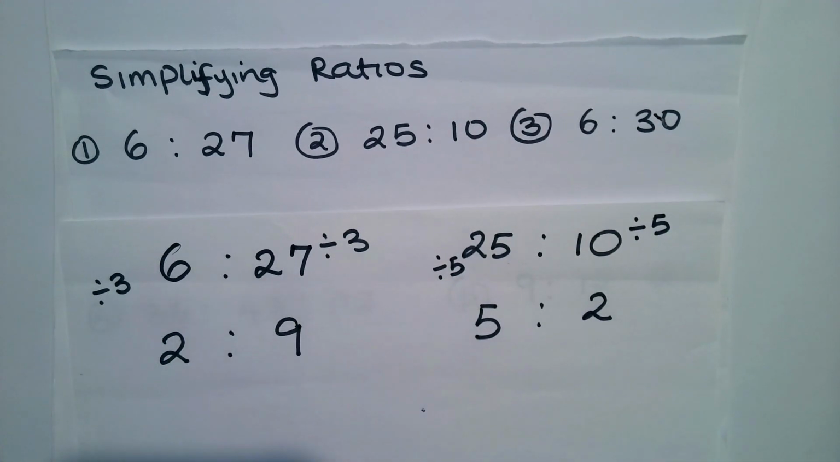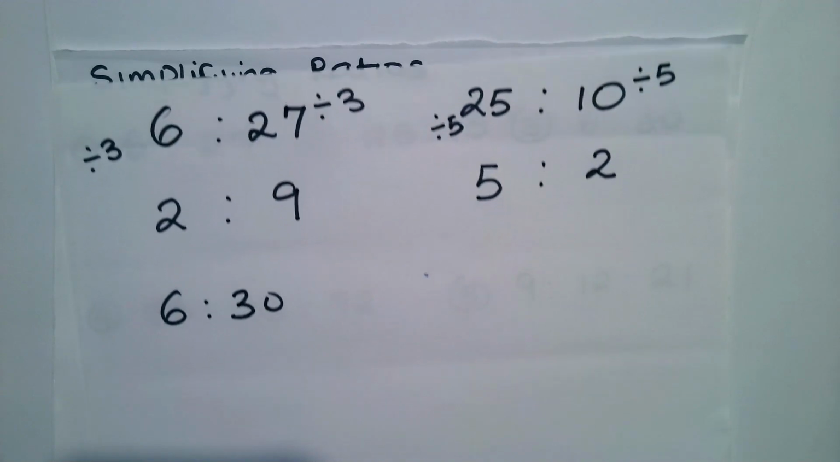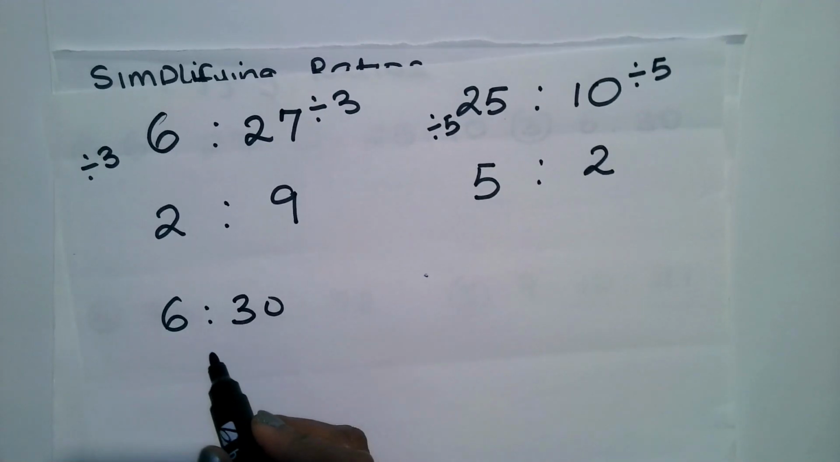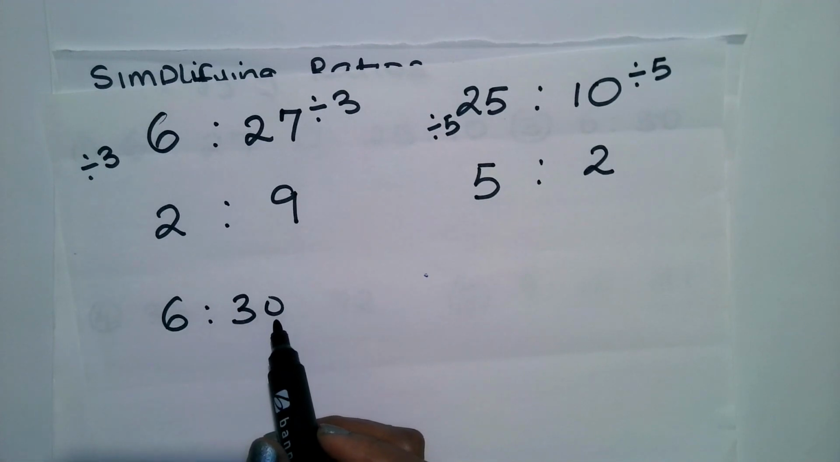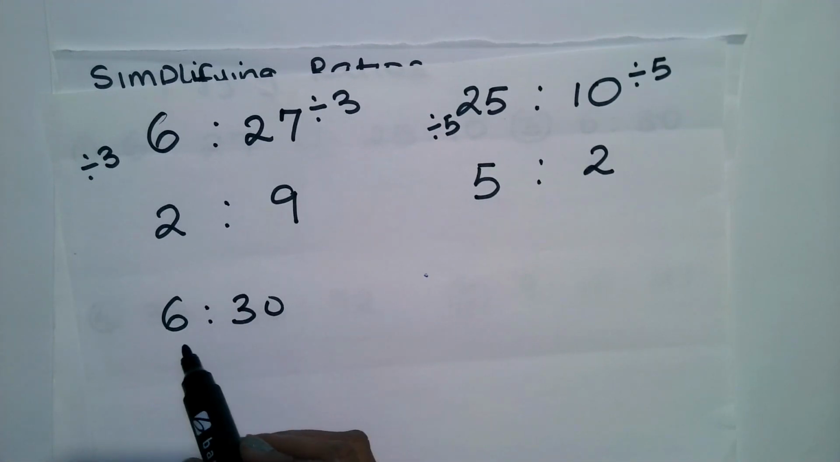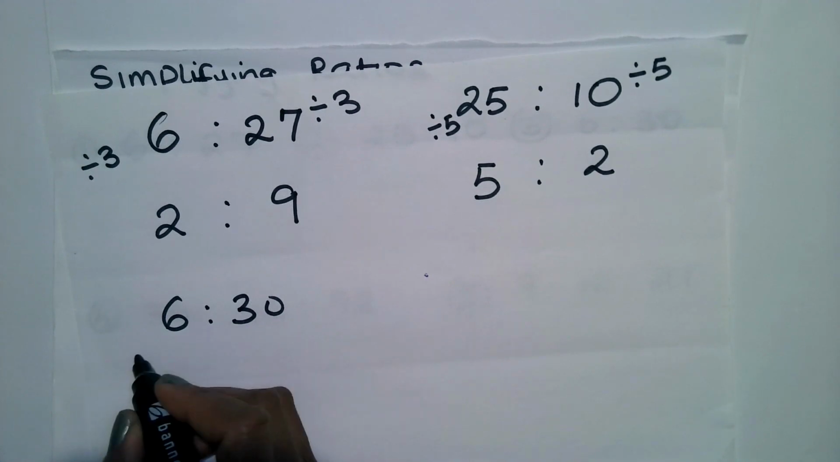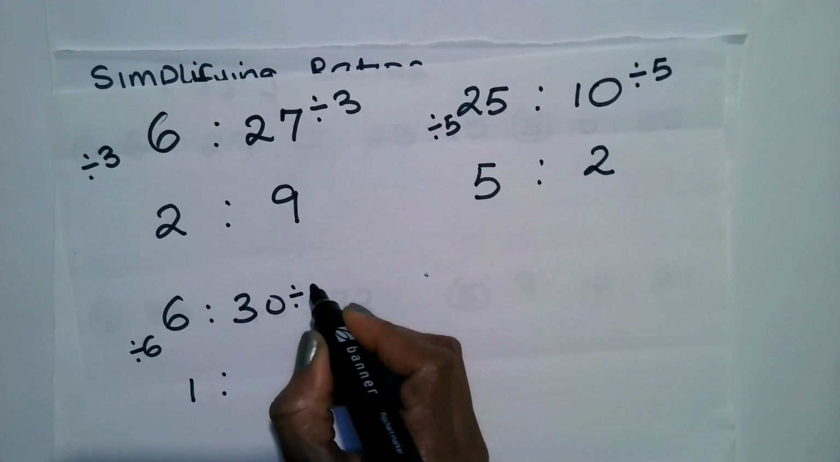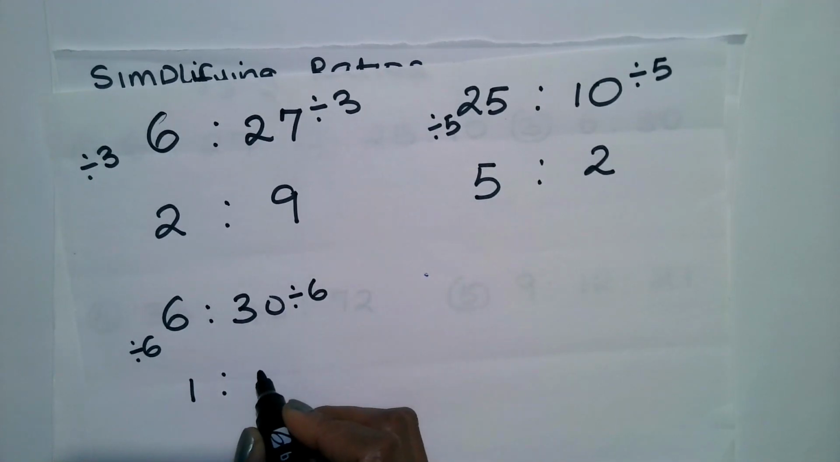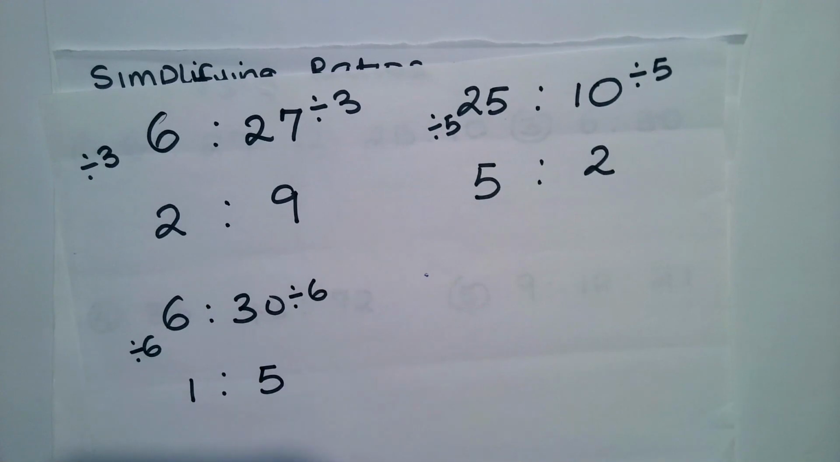Now let's look at question number 3. 6 is to 30. We're going to look for a number that can divide 6 and also divide 30. When we look at these numbers, we can see that it is 6. So 6 divided by itself gives me 1, and then dividing 30 by 6 will give me 5. So this is the ratio simplified.